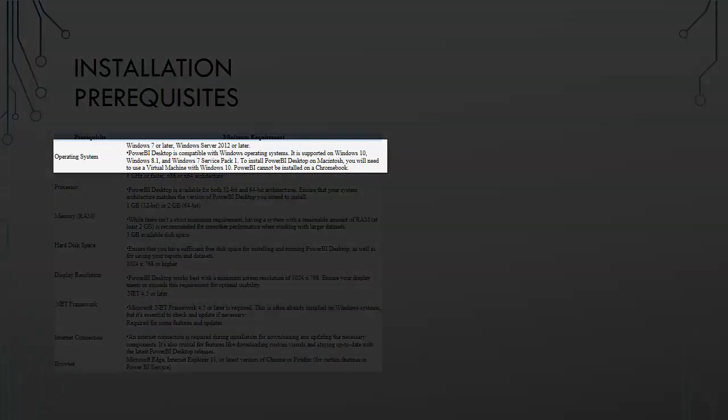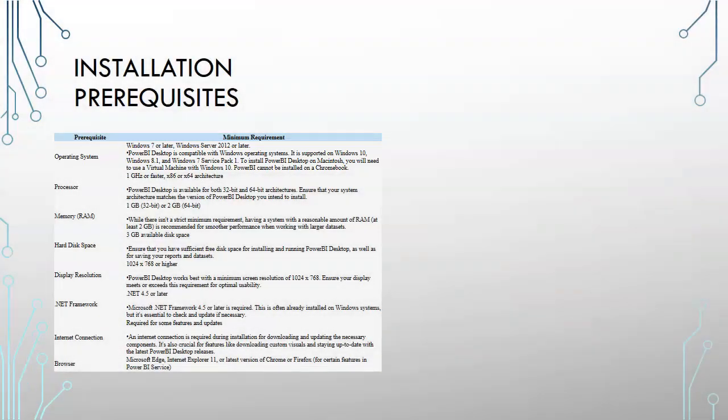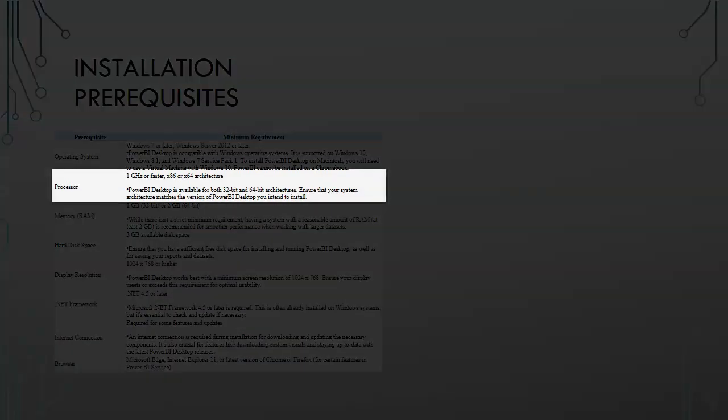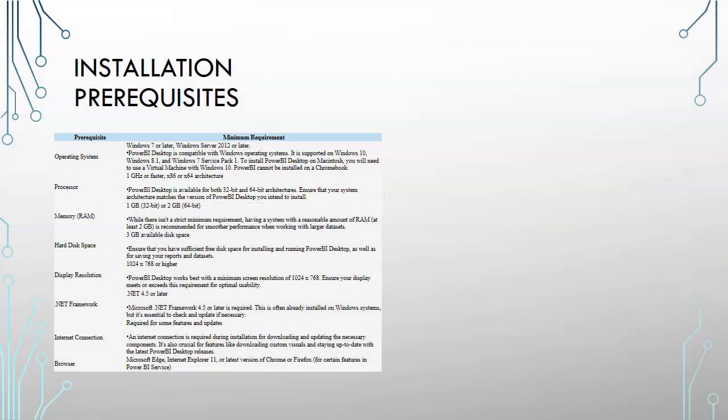In terms of operating system, you're going to want to have Windows 7 or later. That's because Power BI Desktop needs Windows in order to run. Power BI Desktop does not install natively on Mac OS. You're also going to want to have as a processor, preferably a 64-bit processor. That's because it will run faster.